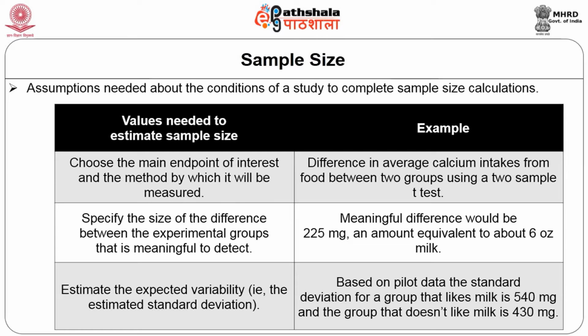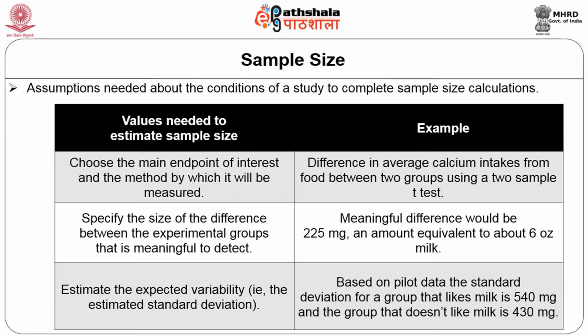For example, you choose the main endpoint of interest and the method by which it will be measured. For example, you take the difference in average calcium intake from food between two groups using a two-sample t-test. How do we calculate the sample size for that scenario? Or else, specify the size of the difference between the experimental groups that is meaningful to detect.